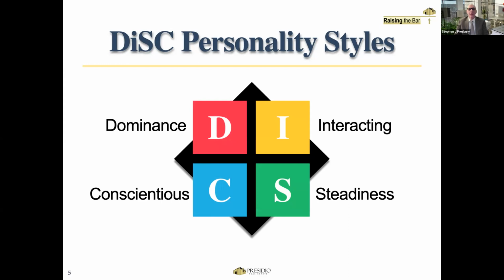Okay, personality styles, that's what we're talking about today. And you've probably seen that icon somewhere. It's the DISC: dominance, interacting, steadiness, and conscientious. They're the 4 different areas that we will focus on today, but I'll give you a bit of history first so that this makes a little bit more sense.